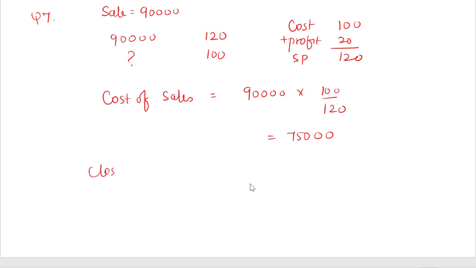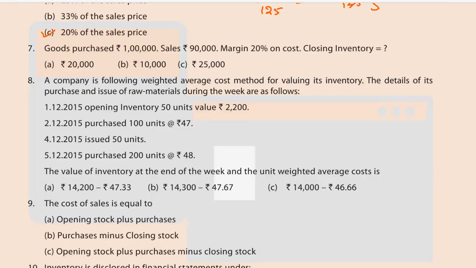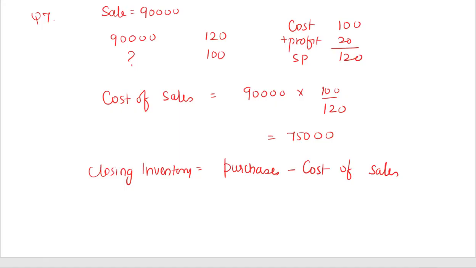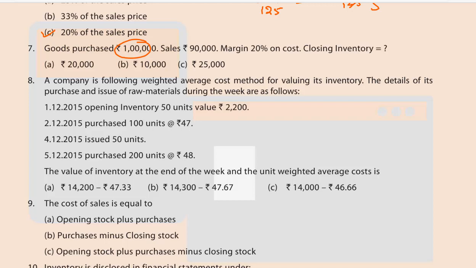Let's calculate the closing stock. Closing inventory will be purchases minus cost of sales. Purchases figure is given in the question, that is 1 lakh, minus cost of sales, that is 75,000. So the closing stock is 25,000, that is C. 7C.